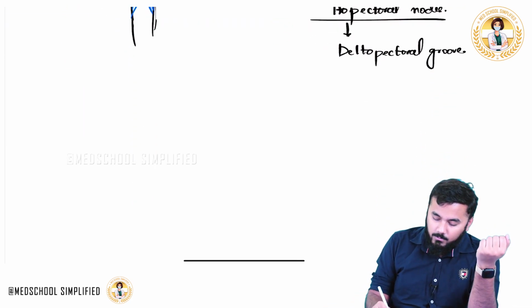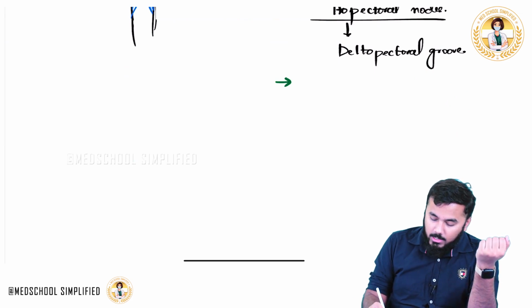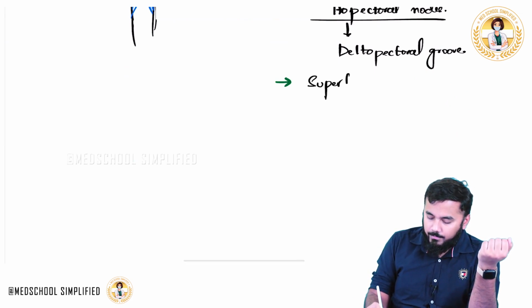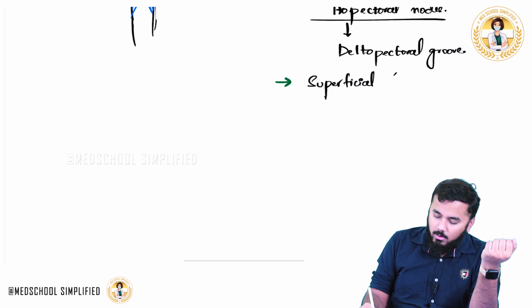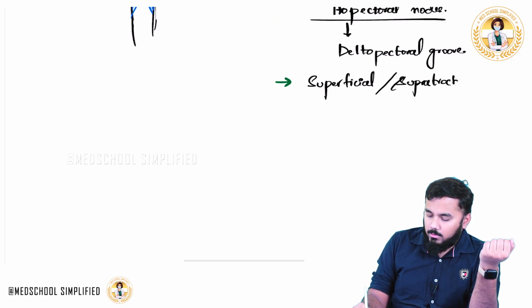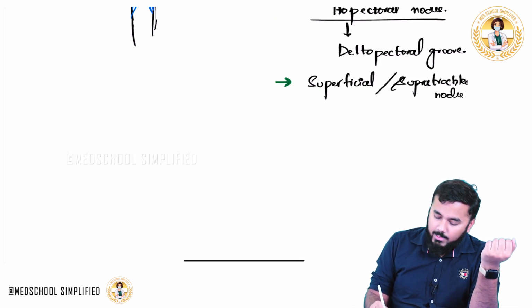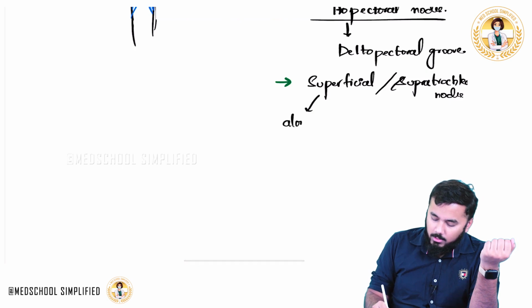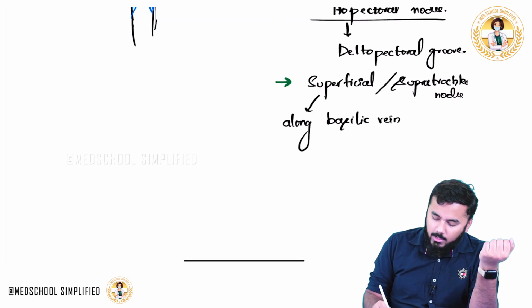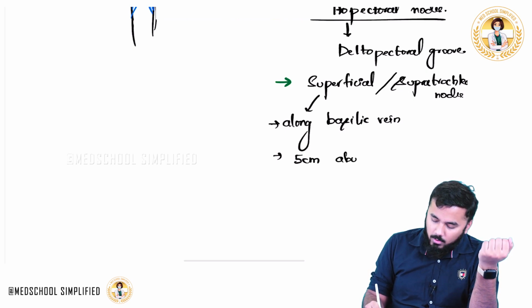The next group of lymph nodes are the superficial or supratrochlear nodes. And where are they located? They are located along the basilic vein, and not only that, they are 5 centimeters above the medial epicondyle.